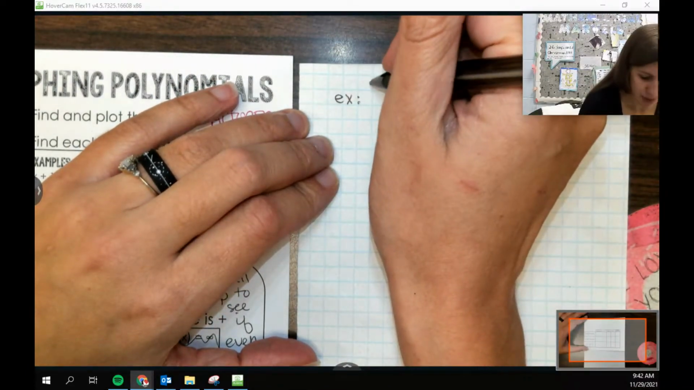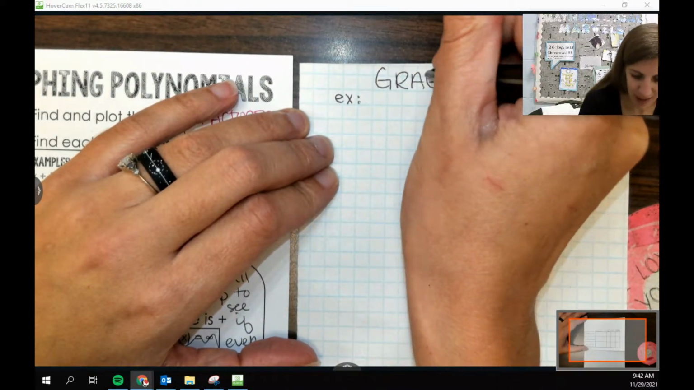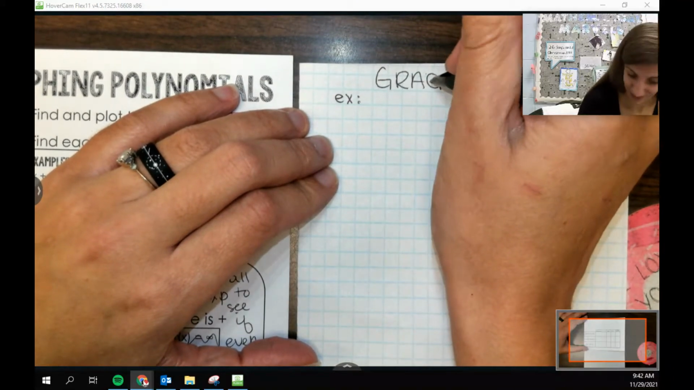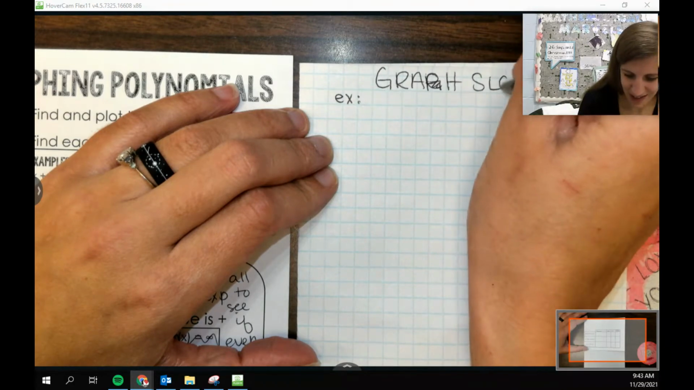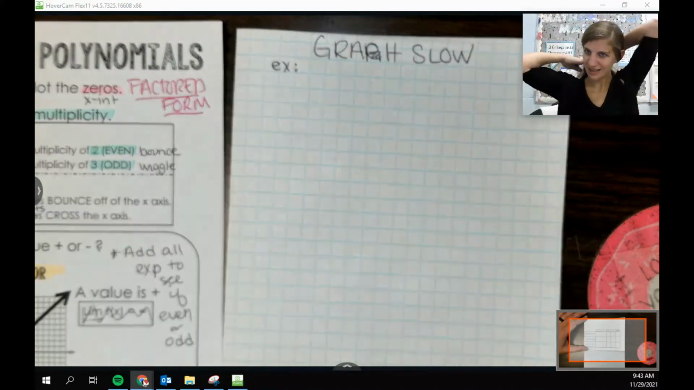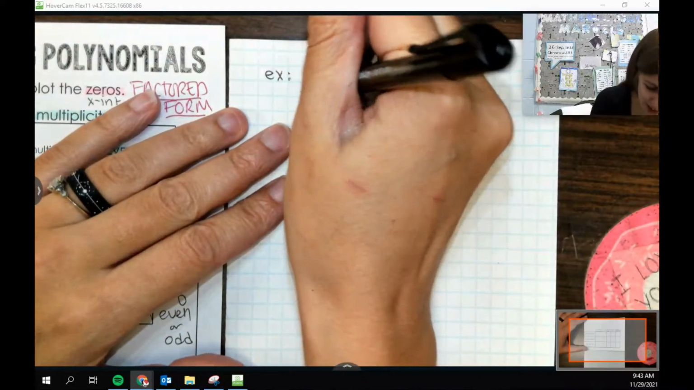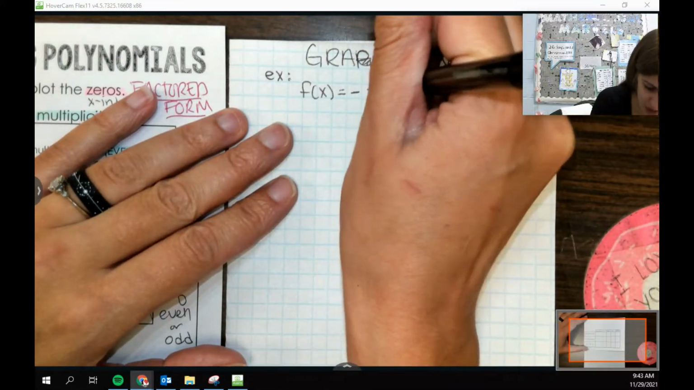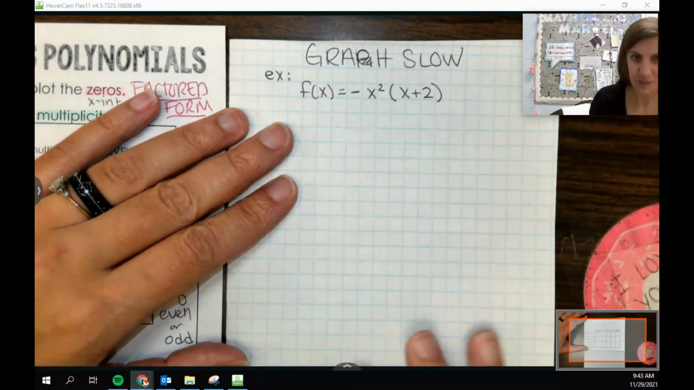Let's say we have, I'm going to put it at the top here, graph. Oh my gosh. My goodness, graph slow, write slow, think about your words, come on, jeez. For example, let's say we had the function f of x equals negative x squared, parenthesis, x plus 2.